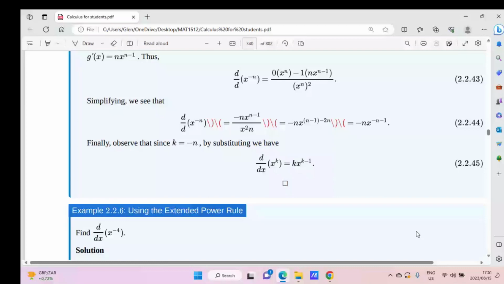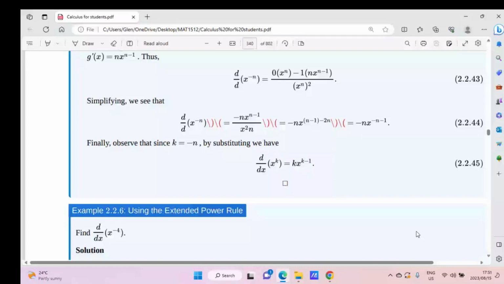Tabo, what did you get? I got the same, negative 4x to the power of negative 5. Lerato? I got something a little different. I have negative 4 all over x to the power 5. Great answer, that's great.